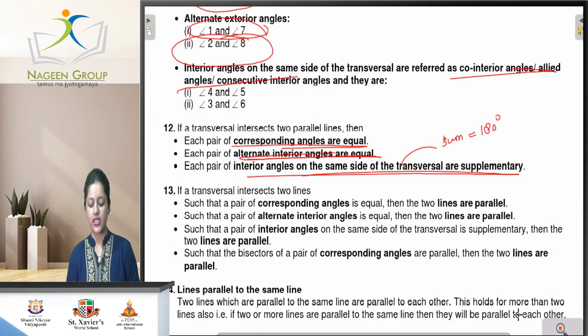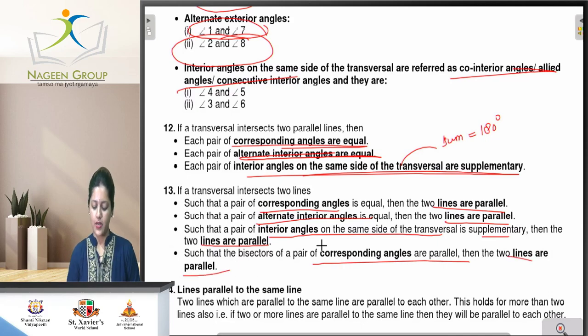If a transversal intersects two lines such that a pair of corresponding angles are equal, the lines are parallel. If alternate interior angles are equal, the lines are parallel. If the interior angles on the same side are supplementary, then the lines are parallel, and if corresponding angles are equal, then the lines are parallel.